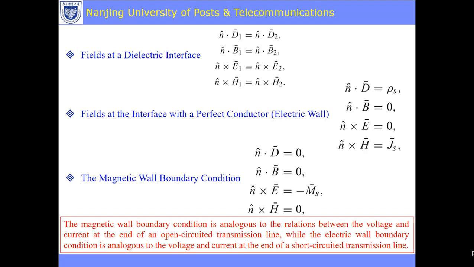These three lines are important relating to the electric wall. The magnetic wall boundary condition is equivalent to the relationship between voltage and current at the end of an open circuit, while the electric wall, the above one, is equivalent to the short circuit transmission line. Here, if you notice, the transverse field is equal to 0. You could read further.